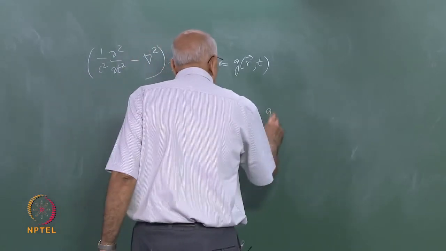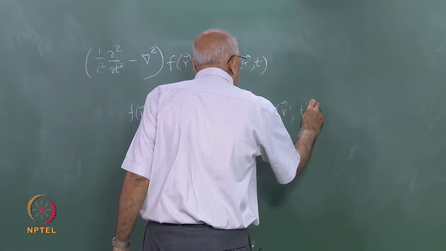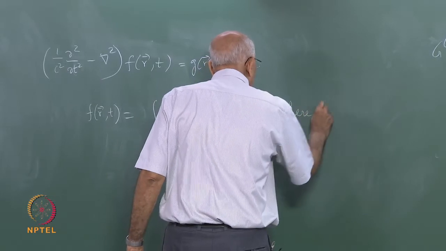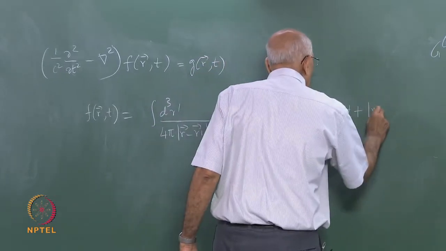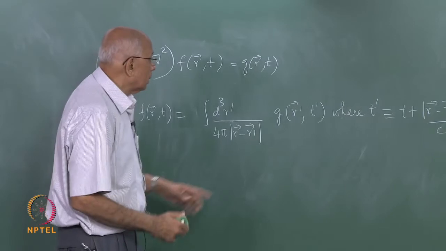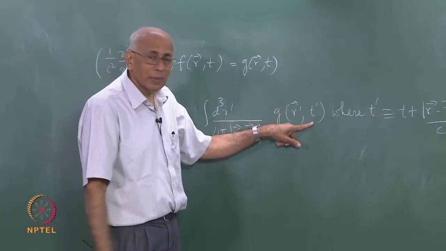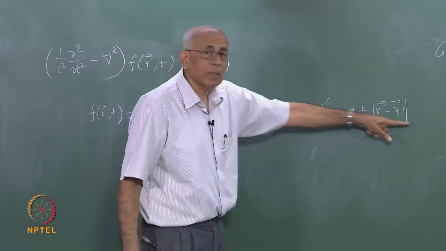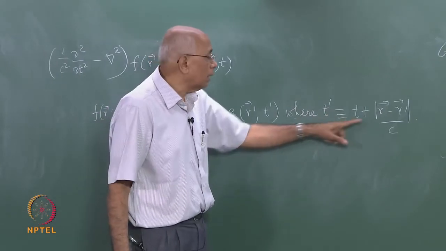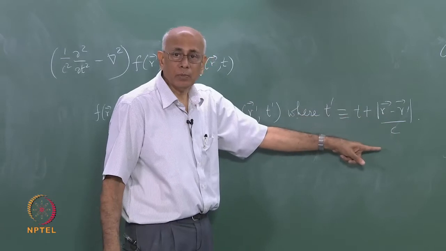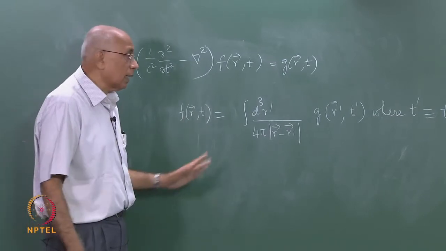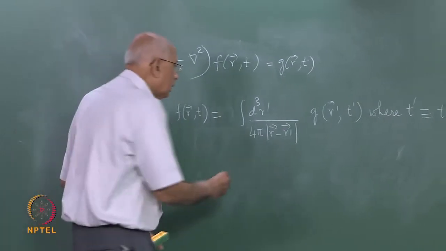So essentially you get g of r prime, t prime, where t prime stands for t plus mod r minus r prime over c. This is the retarded solution. So the source at an earlier time, t prime, such that t prime is t plus this. If you are looking for the solution at time t, then you must have started at an earlier time t equal to t prime minus mod r minus r prime over c, and that is what plays a role in the signal at time t, which is exactly what you expect of a retarded solution. So this is a causal retarded solution.